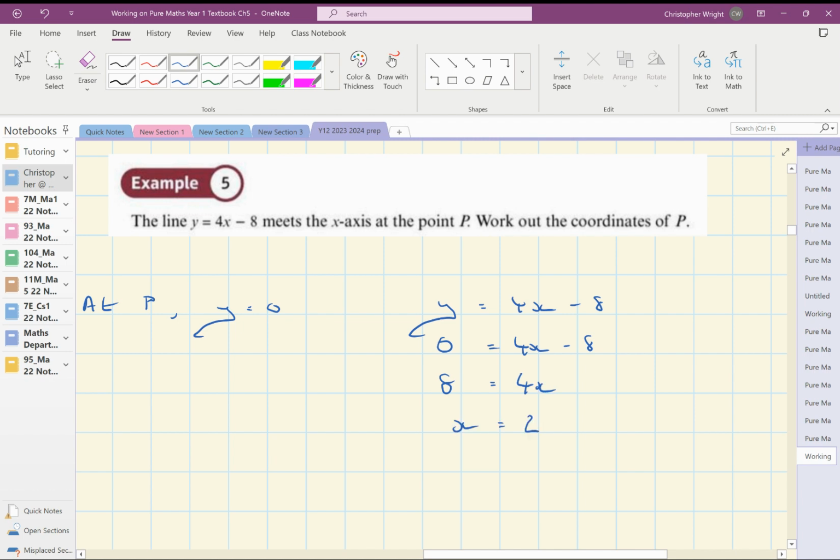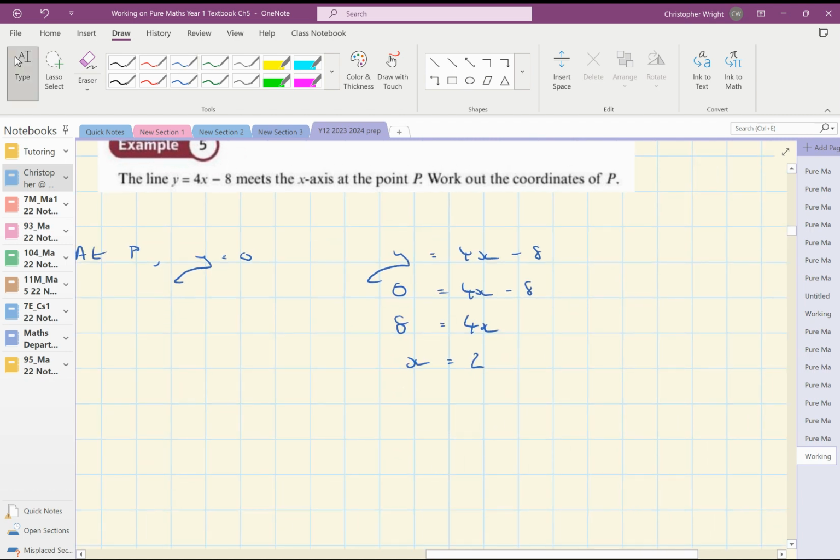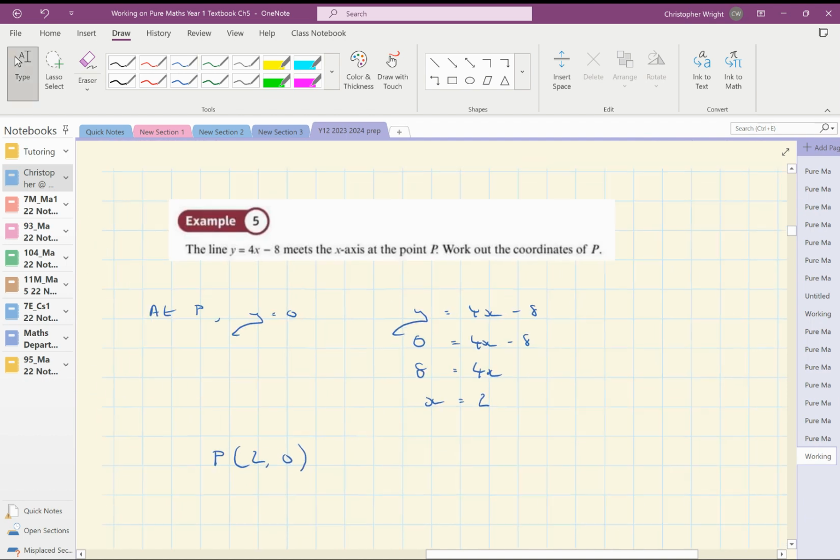So x will be 2. So the coordinates of point P will be 2, 0. That's example 5.